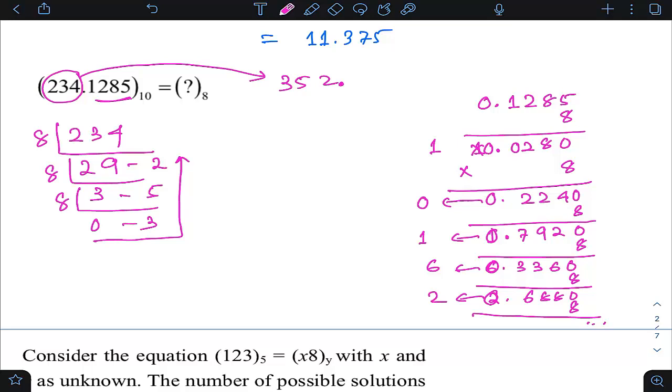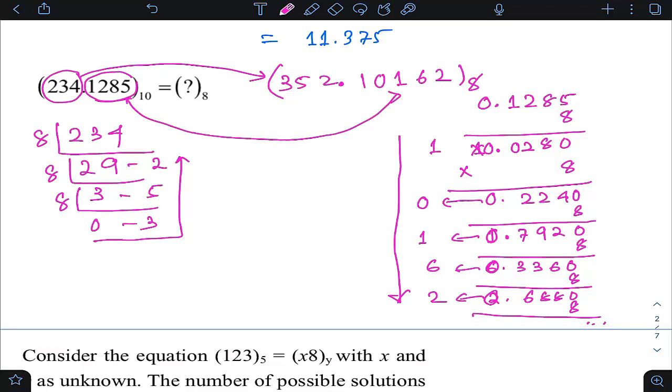But while giving the answer, we'll be giving it in the top to bottom approach. For example, here it is known as the bottom to top approach, and this is the top to bottom approach. So how will we give this? These numbers are 0, 1, 6, 2, like that. So 1, 0, 1, 6, 2, like this. This is base 8. So 234 is equivalent to 352, and 0.1285 is equivalent to 0.10162. So this is how you have to deal with it.